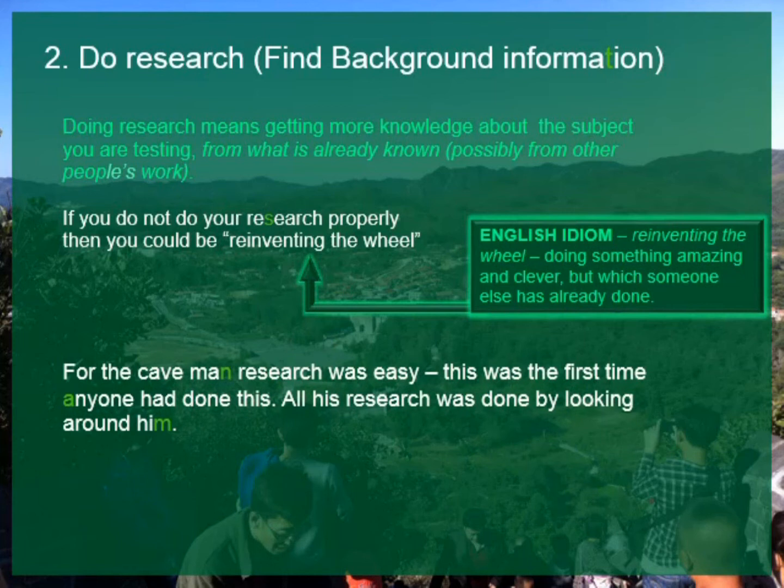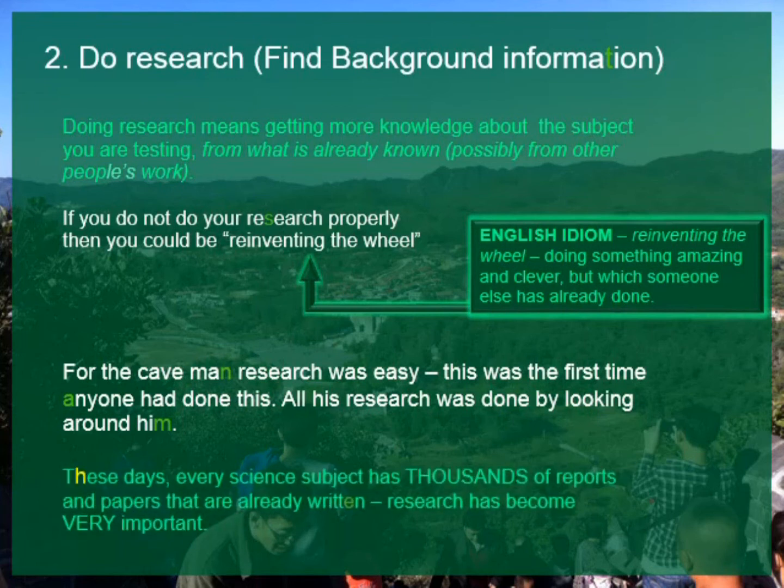So for the caveman, research was easy. No one had done anything like this before. There wasn't any previous research. So all he did was look around him. But for modern scientists, there are thousands of reports and papers that they must read. And research is now a very difficult and very long part of the scientific process.